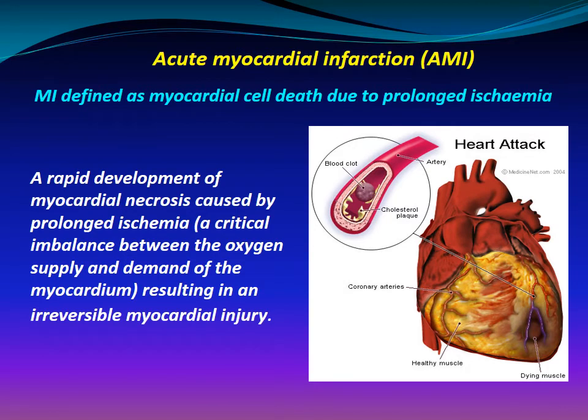Acute myocardial infarction, or AMI. Myocardial infarction is defined as myocardial cell death due to prolonged ischemia. It is a rapid development of myocardial necrosis caused by prolonged ischemia, a critical imbalance between the oxygen supply and demand of the myocardium, resulting in an irreversible myocardial injury.